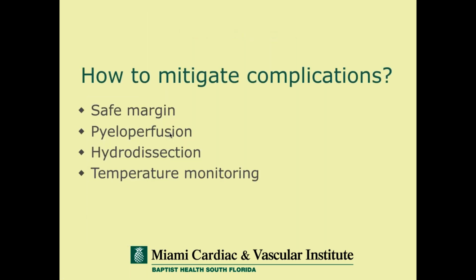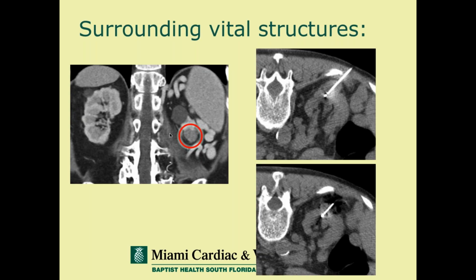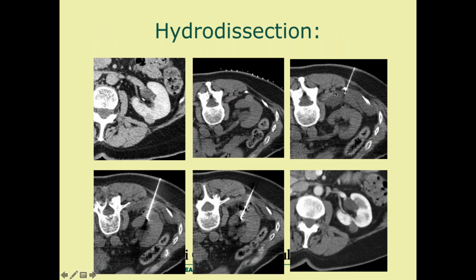So again, how do you mitigate these complications? You want to really focus on good margins. If you need to place an extra probe or an extra needle, place it at that time. Pyeloperfusion may be helpful to protect the collecting system if you're really close to it. Hydrodissection can protect the colon or bowel and allow you to get the best margins you can. And then use temperature monitoring, thermocouples if you need to, particularly if you're treating somewhere close to the spine, and very large lesions. Always look at the most vital structure you're near, and ask what you need to do to protect it. In this case, bowel: placing a needle and giving some fluid to separate the bowel, creating a safety barrier with that fluid.